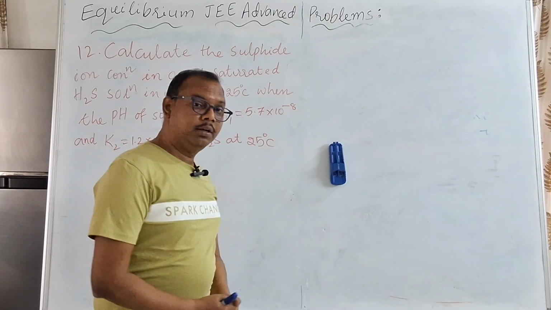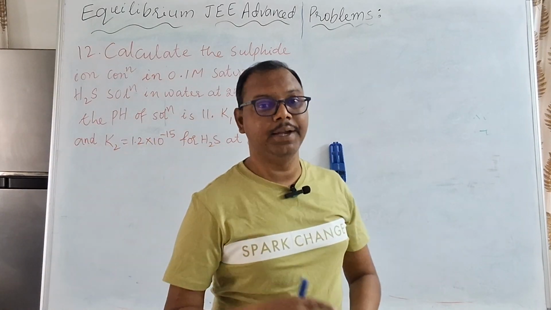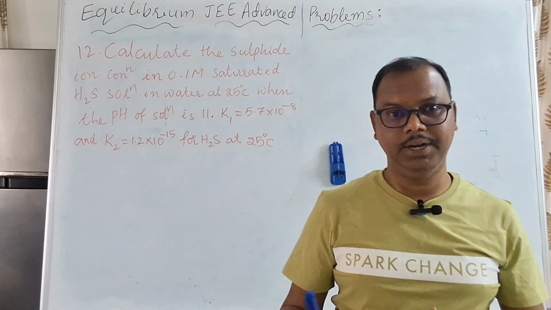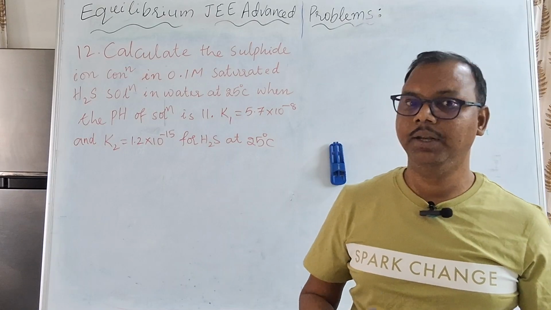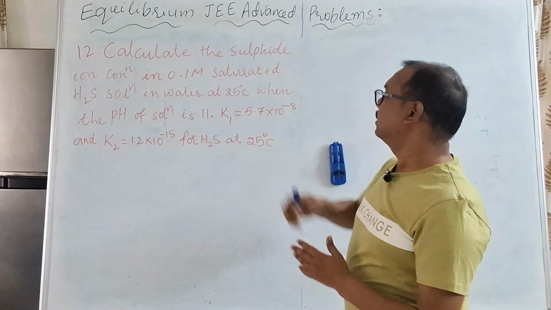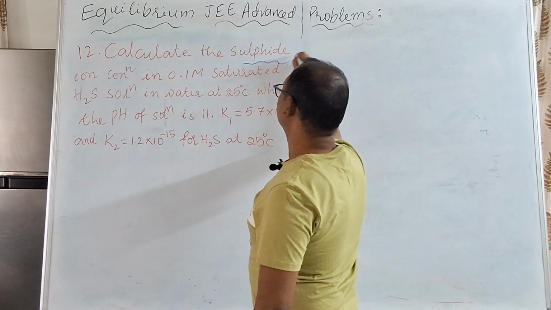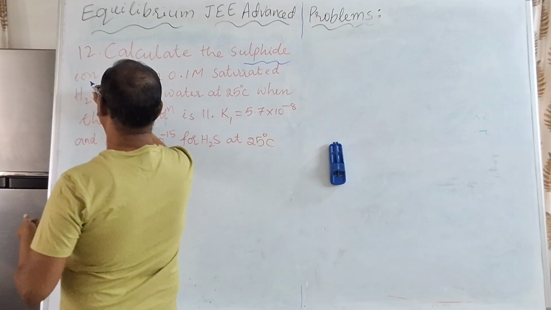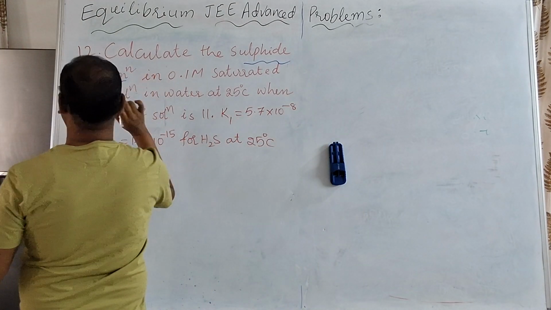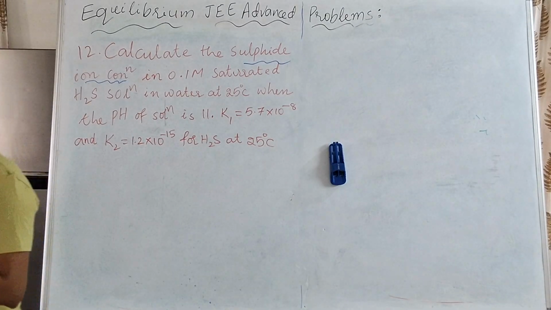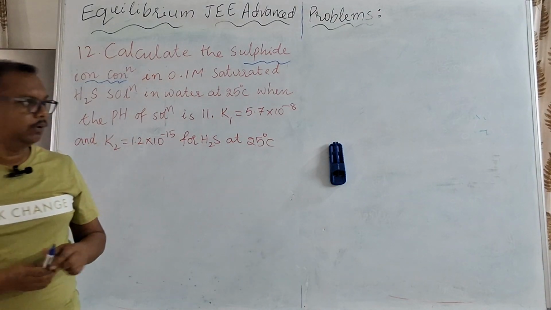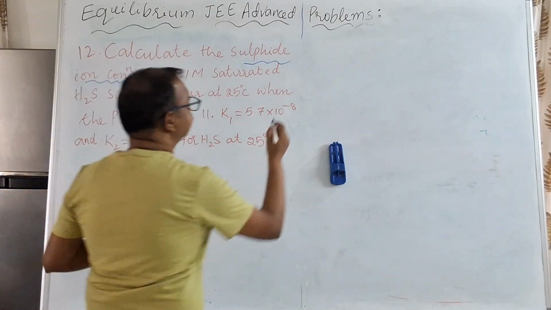Previously they had given metal sulfides and metal bromides, zinc sulfide and metal bromide. But here they are simply asking the sulfide ion concentration. It's very similar to the metal ion only, we can say that. Keep that in mind, all of you. You have to remember that. Okay, let's go through now.